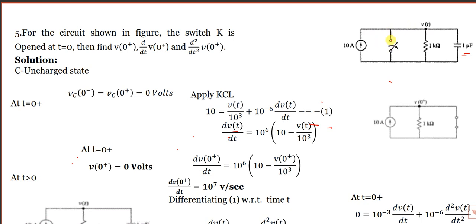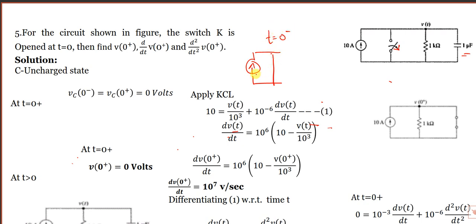The switch is open, before which the switch is actually closed. The switch is opened at t is equal to 0, the arrow mark. They have given an arrow mark like this. Initially the switch is closed. So now when the switch is closed, I'll rewrite. This is 10 amp. The switch is closed. This is for t is equal to 0 minus.